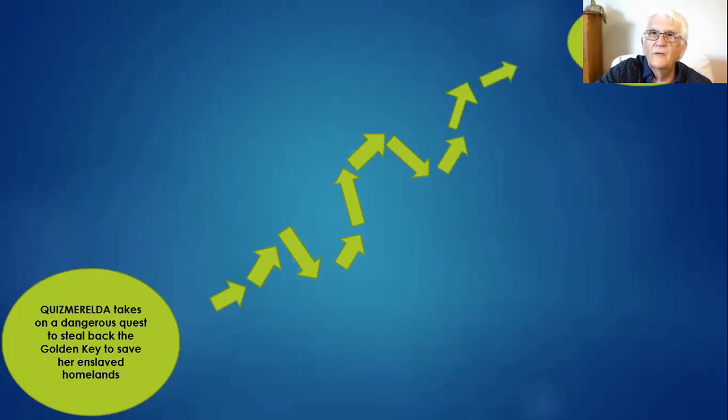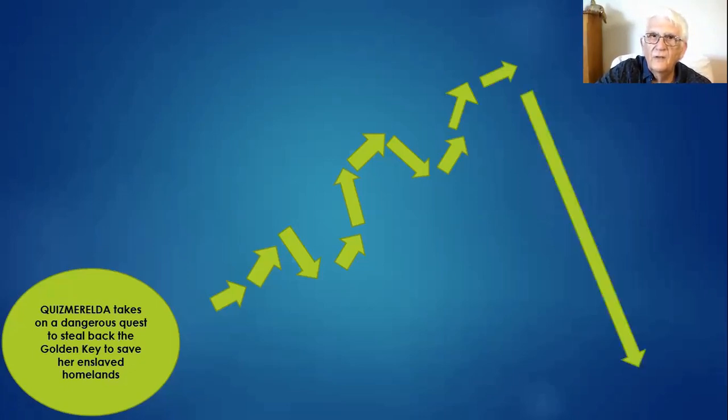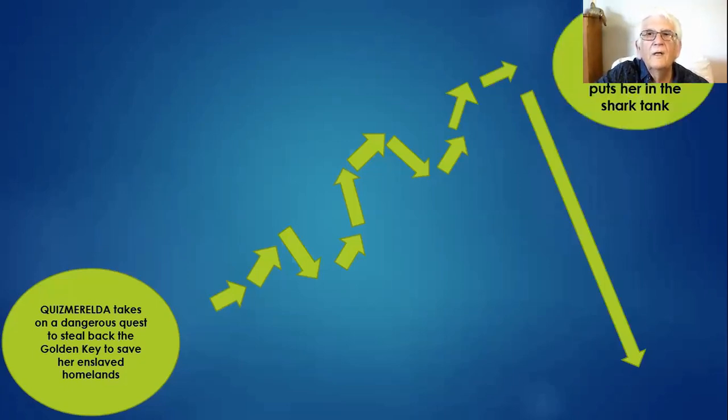Almost there, almost. The goal disappears, and suddenly the plot arc plummets. What's gone wrong? The Fair King has captured her. He ties her hand and foot. In fact, he probably ties both of each, and he puts her in the shark tank. Yes, of course there are sharks there.